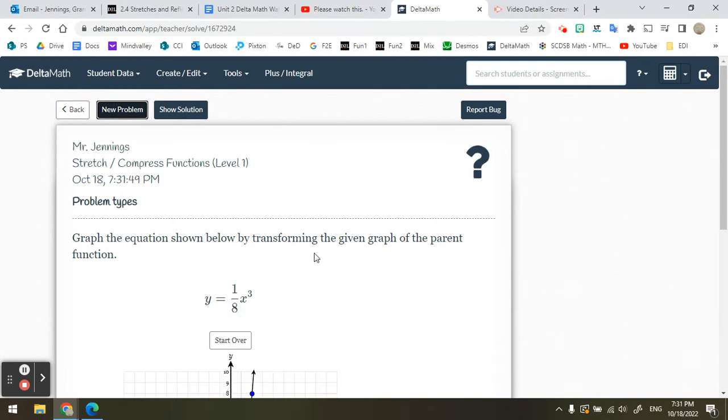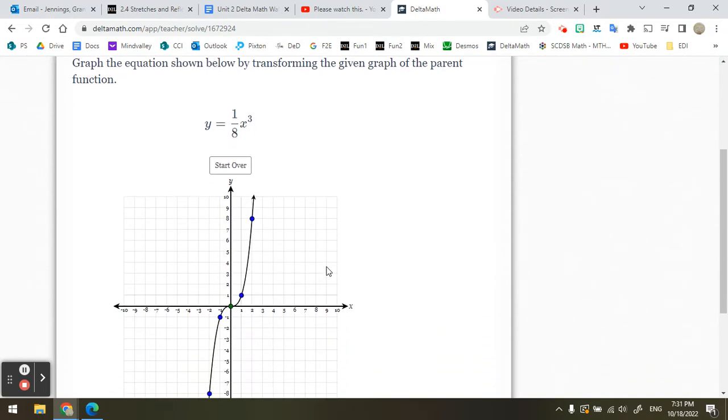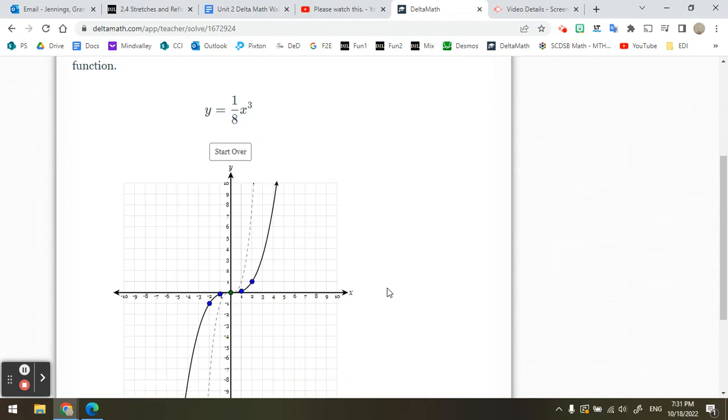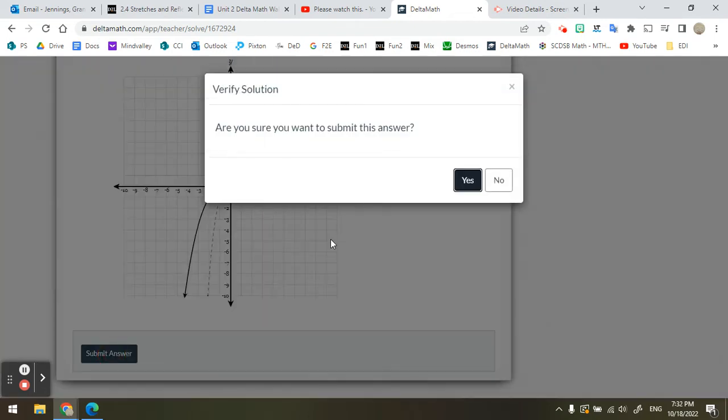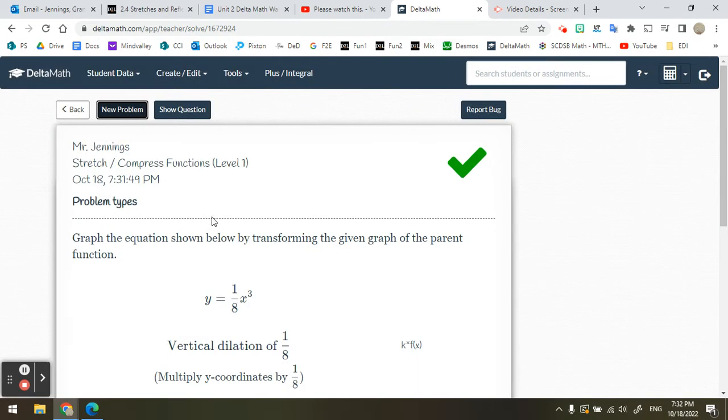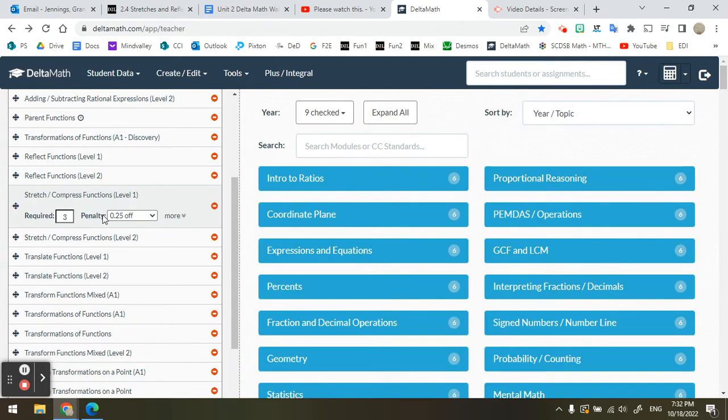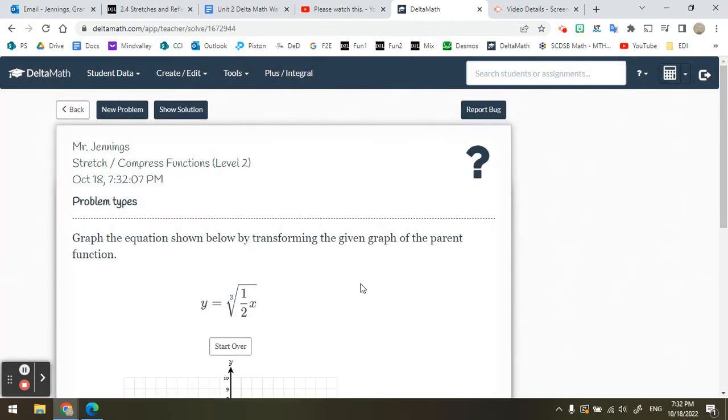Let's keep going. All right. 1/8 x cubed. Well, fortunately, this point up here is already at an 8, so it just comes down to 1. Right? Its x value doesn't change, just the y value. All right, so I'm seeing a lot of y value transformations in this level. Let's go to another one. Stretch compression functions level 2.